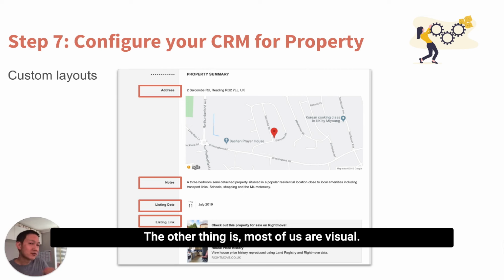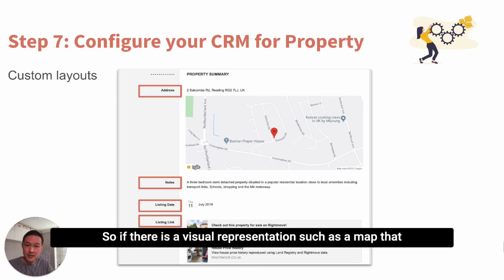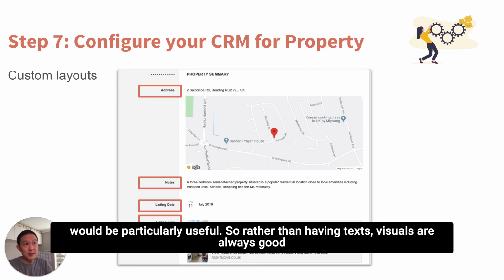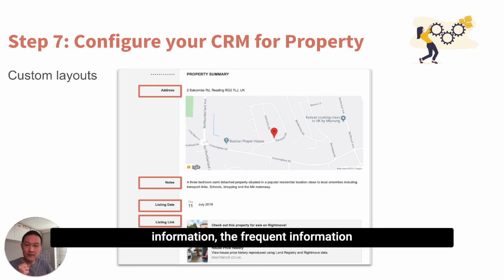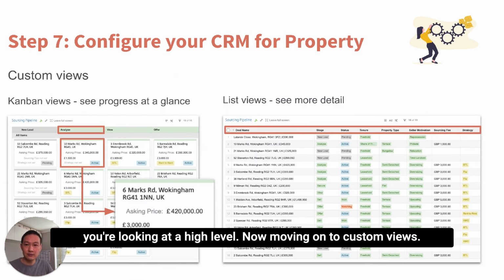You may want to hold your address field because that way you can identify very quickly what that property is. The other thing is most of us are visual. So if there is a visual representation such as a map, that would be particularly useful. Rather than having text, visuals are always good. That way you can see at a glance all the pertinent information, the frequent information you're looking at, at a high level.